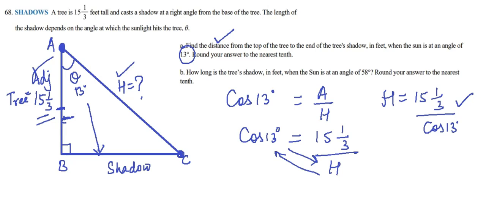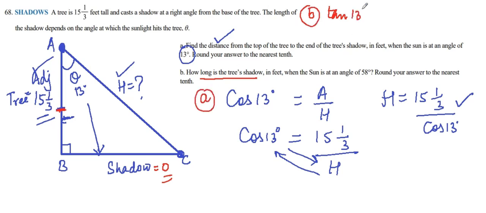B part, what they're asking now: how long is the tree shadow? That means we need to find the opposite side. The shadow is opposite and adjacent you have. Opposite and adjacent comes in tan. So we write tan. I'm doing the B part; this is the A part.